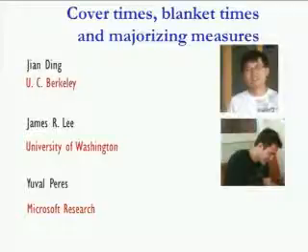And so thanks all for coming. Some of you have seen versions of this talk before. This is yet another attempt to make the ideas comprehensible. So this is joint work with Jian Ding from Berkeley and James Lee from UW.